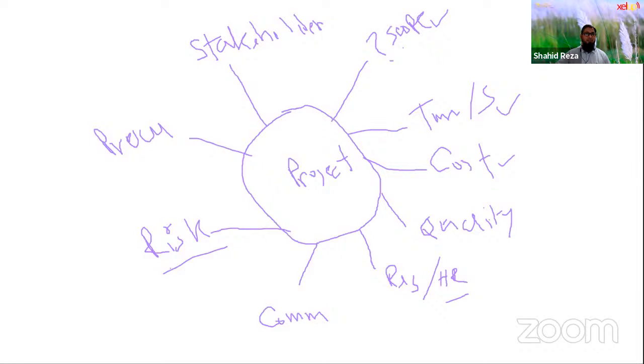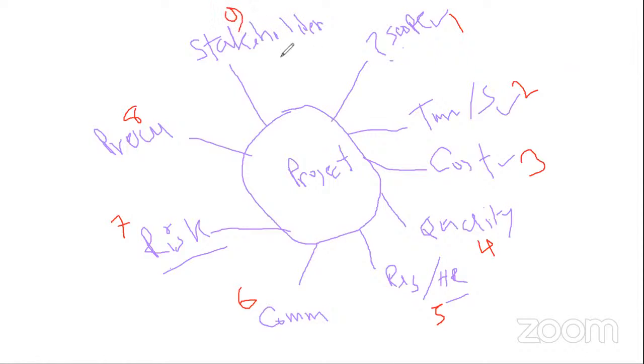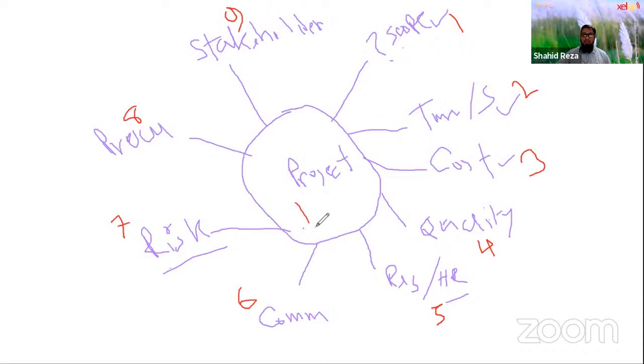So have you seen this? How many things did I discuss? This is one, scope. Second thing is time. Third is cost. Fourth is quality. Fifth is resource. Sixth is communication. Seventh, risks. Eighth is procurement. Ninth is what? Stakeholders. Last one is project integration. I am writing this in the middle.